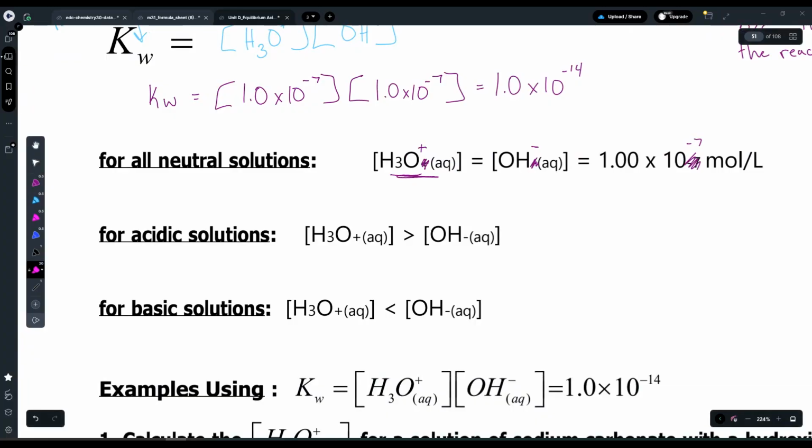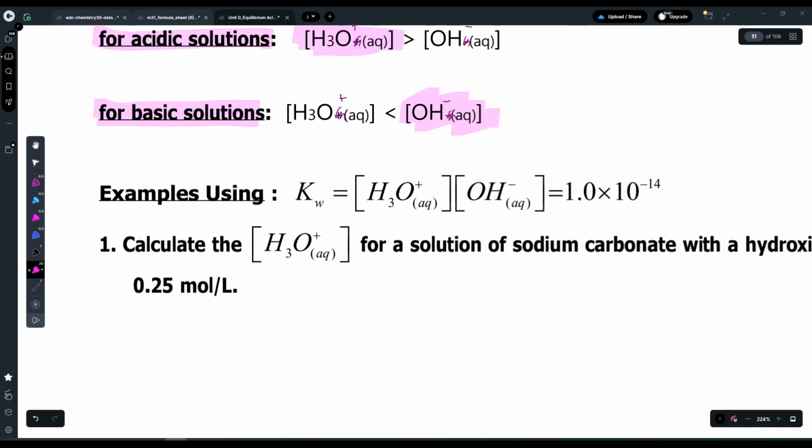Now that was for neutral solutions, but for acidic solutions, you will have a higher concentration of hydronium ions compared to hydroxide ions. The more hydronium ions you have, the more acidic something is. The more hydroxide ions you have, the more basic something is.